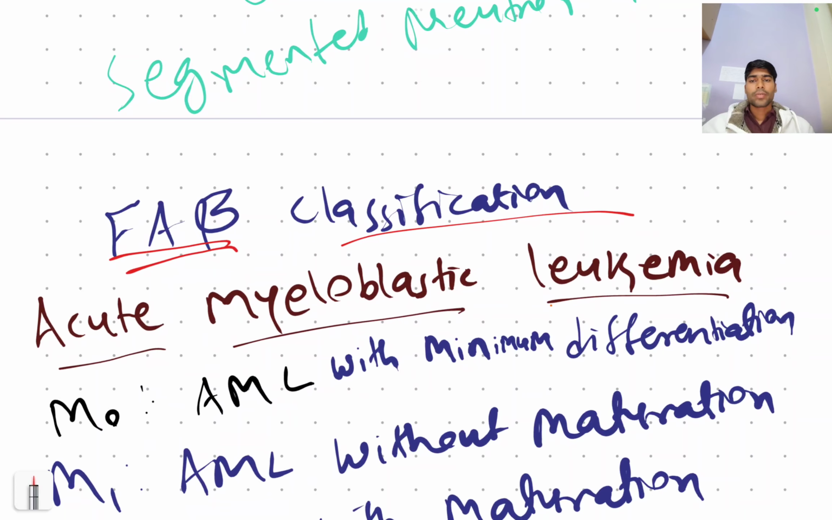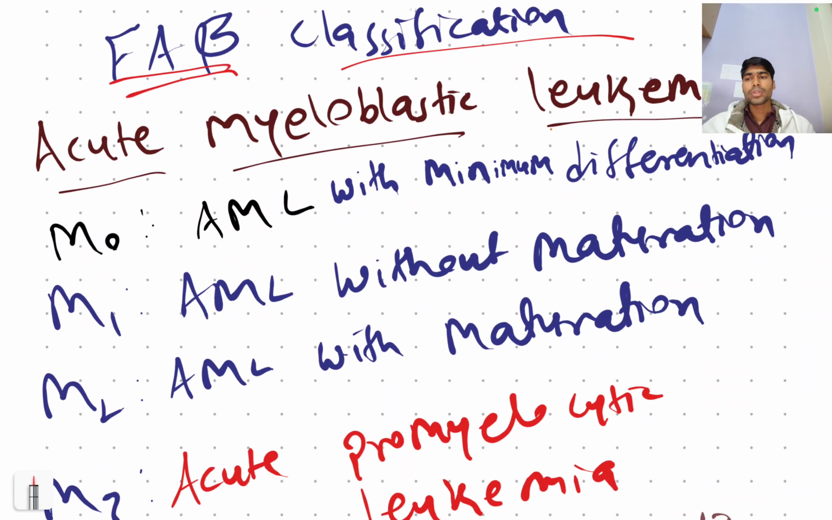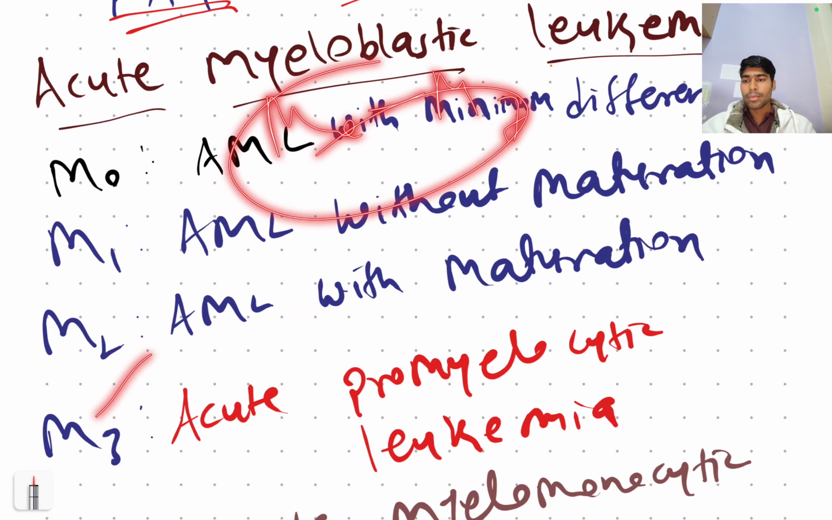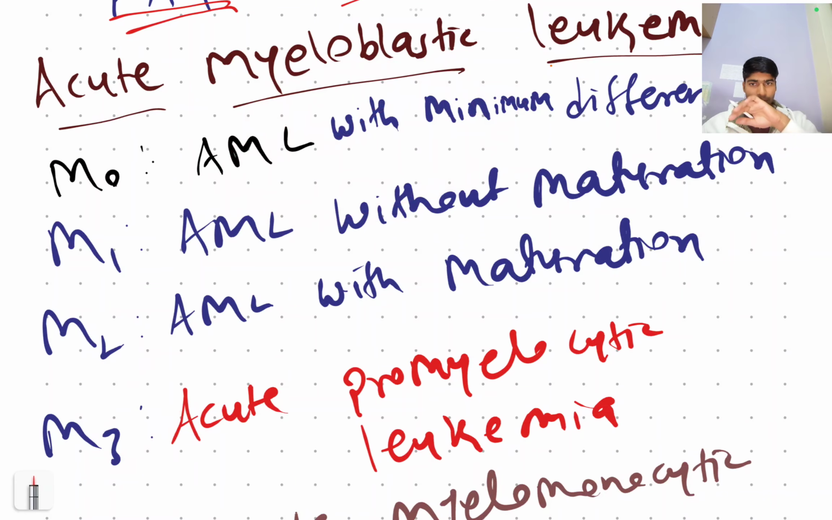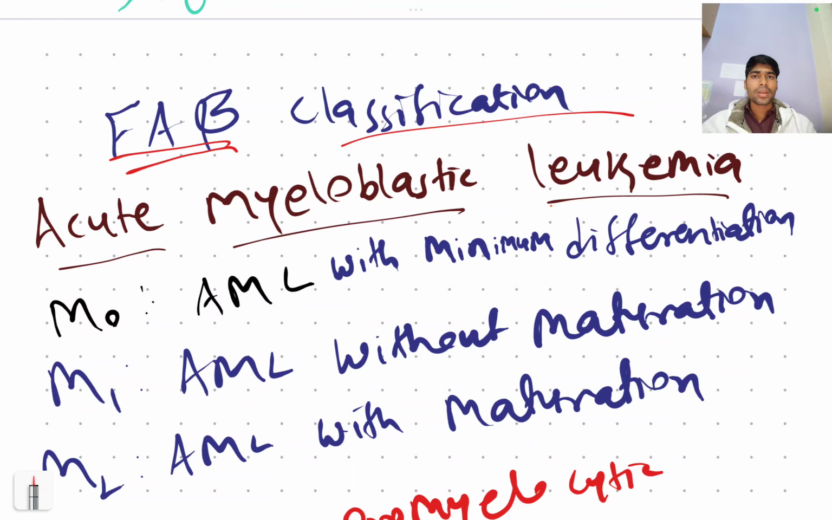So now let's talk about the FAB classification of acute myeloblastic leukemia, AML. Alright, so there are 8 groups, and that is M0 to M7, meaning M0, M1, M2, M3, and their names are very important. Questions are generally asked like, give the classification of FAB with criteria. So if you remember the names, you can easily write the criteria of it.